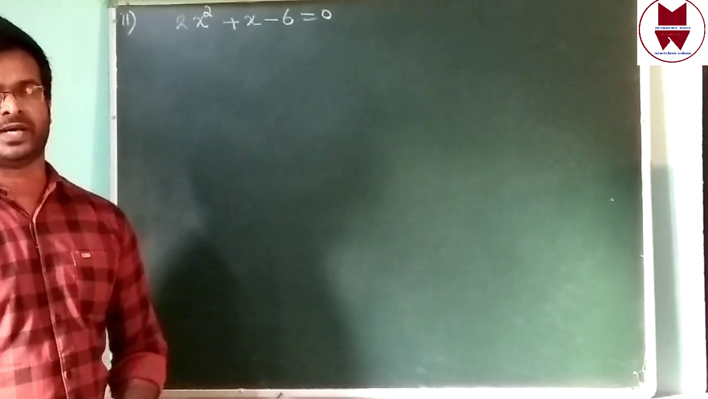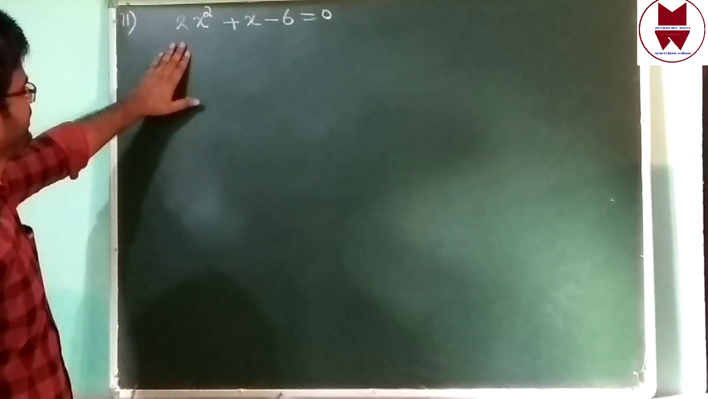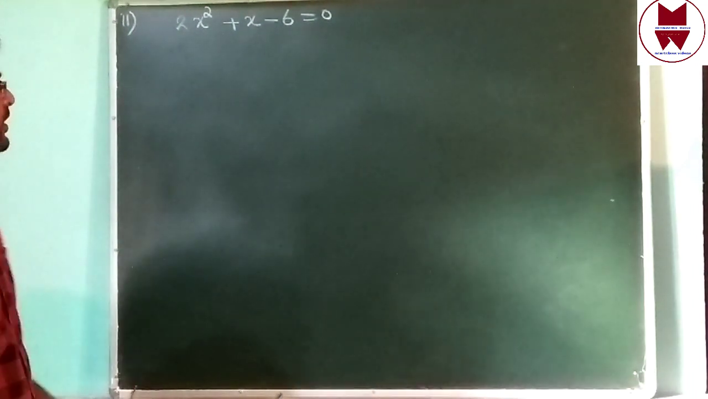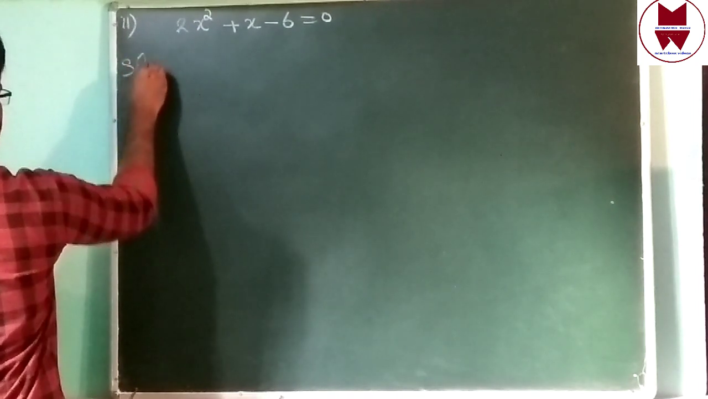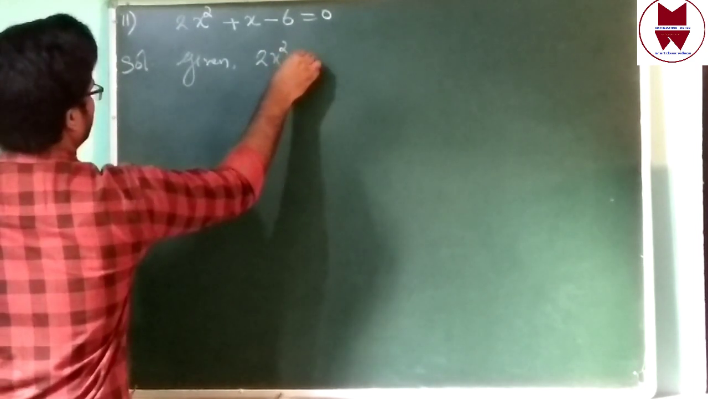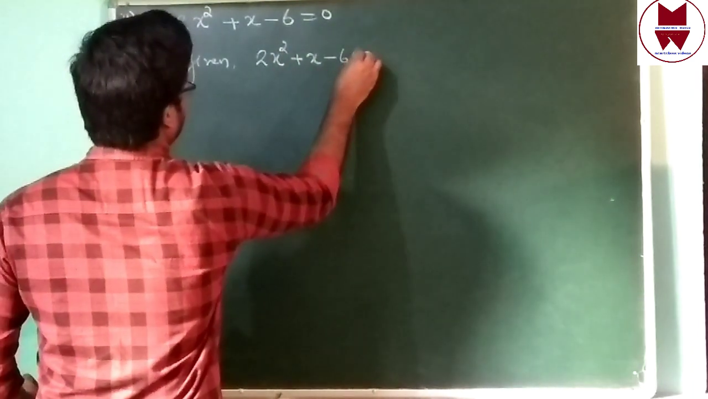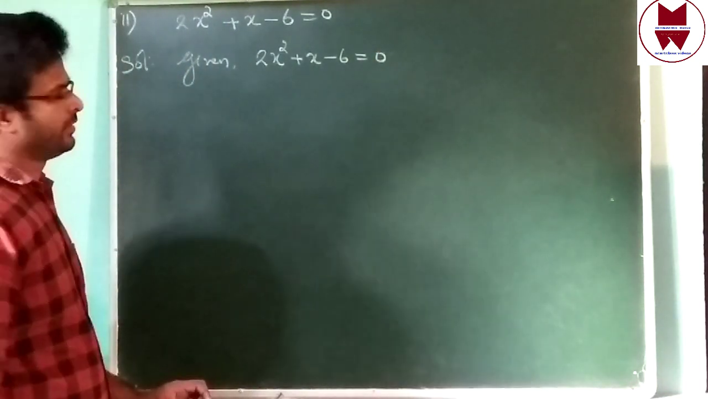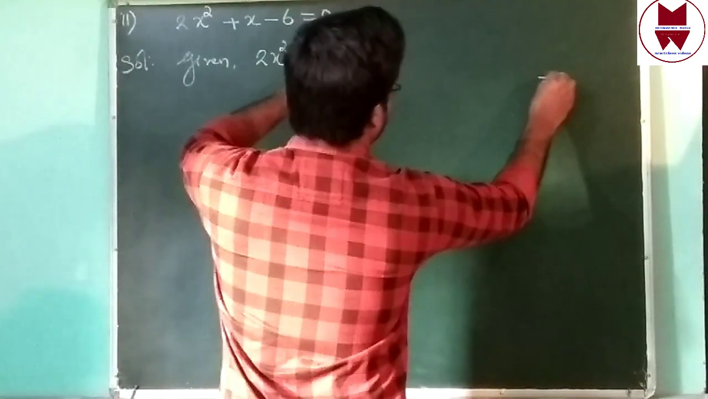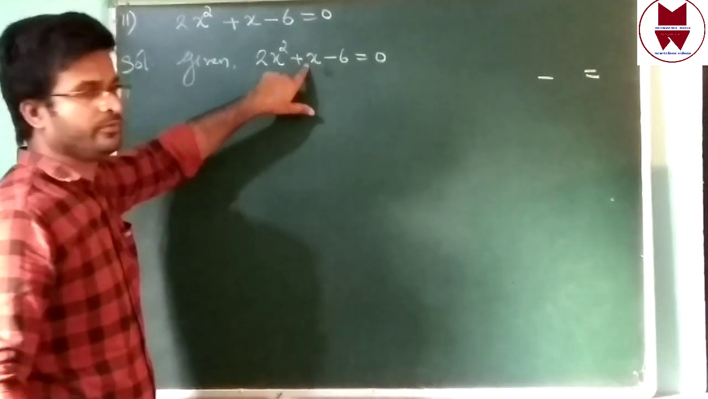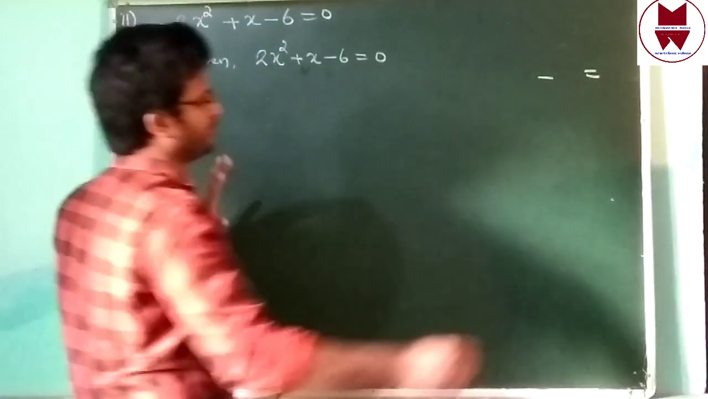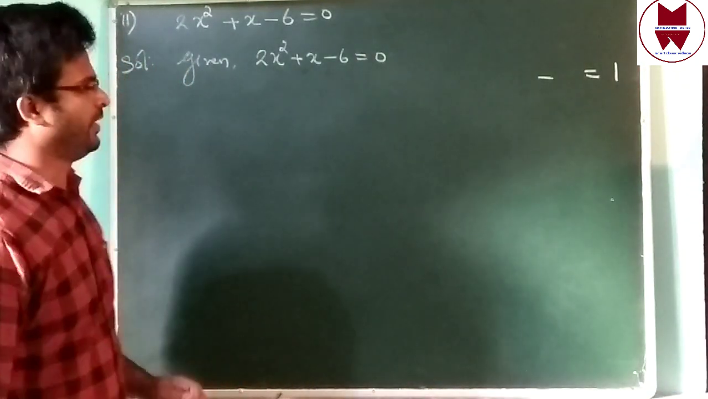Roman number 2 is, we have to find out roots. Given equation is 2x square plus x minus 6 equal to 0. First write that equation. Given 2x square plus x minus 6 equal to 0. Now check it. In here minus 6, that means minus, isn't it? When you subtract, we need the coefficient of x. What is that coefficient of x? In here no number means 1. When you subtract, we need 1.